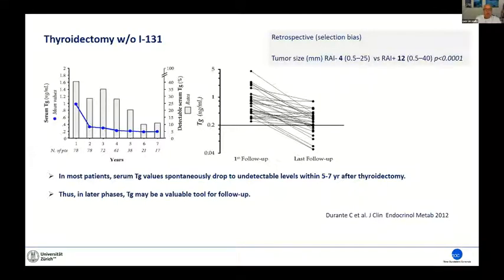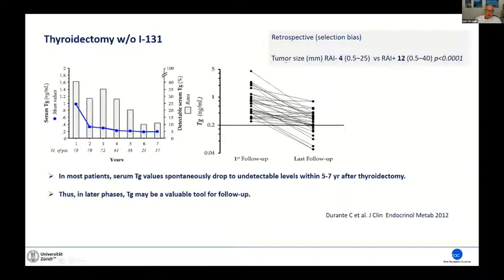On the other hand, some authors showed that thyroglobulin spontaneously drops after thyroidectomy, even without radioiodine ablation. This is an old study from Durante and colleagues that shows how the thyroglobulin dropped after the first year and became undetectable at 5 to 7 years after thyroidectomy. This is more or less a proof of concept of what happens after the ablation of a normal remnant, so the so-called ablative treatment according to the current denomination.